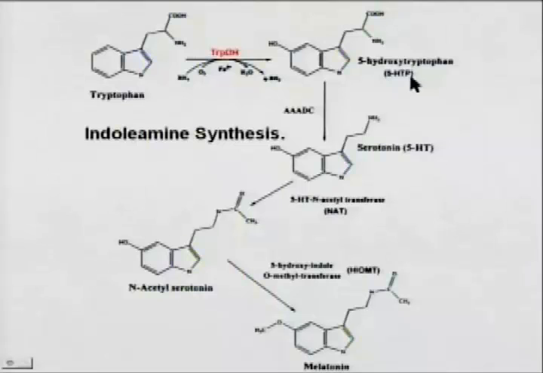So the 5-hydroxytryptophan is converted by the AAADC, the aromatic amino acid decarboxylase, or 5-HTP decarboxylase in the serotonergic neurons, to decarboxylate, and we end up with 5-hydroxytryptamine, 5-HT, or serotonin. The serotonin, as we said, is involved in the synthesis of the other indoamine, melatonin.